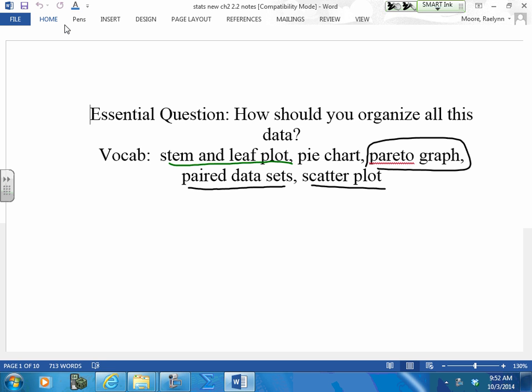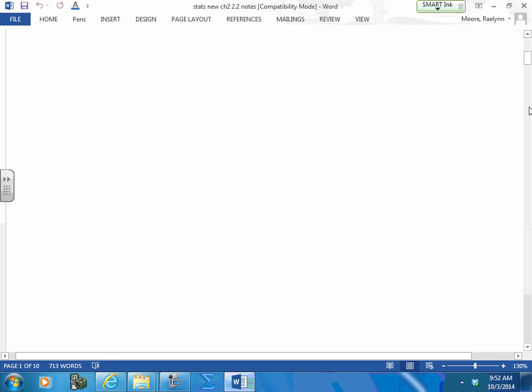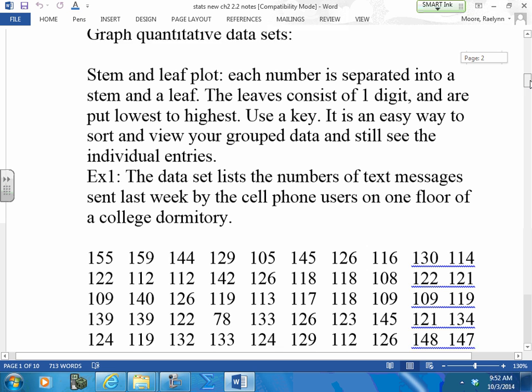The scatter plots I don't really hit because you do enough of that in Algebra 2. And all they do in this section is just put it on a graph. We don't do any line of best fit. We don't do anything else with it. So you guys have seen enough scatter plots. So I'm not really concentrating on the scatter plots. There's enough here to concentrate on.